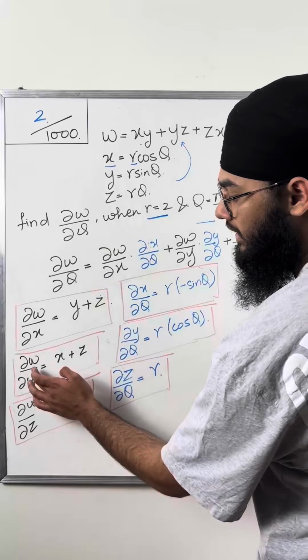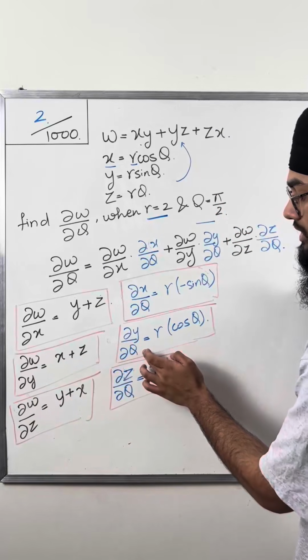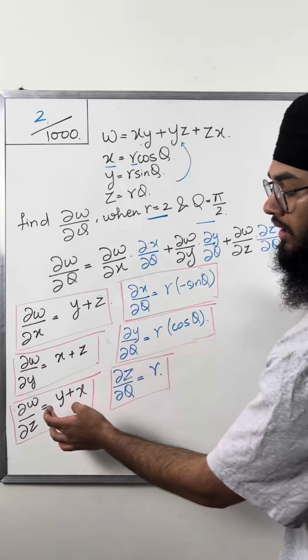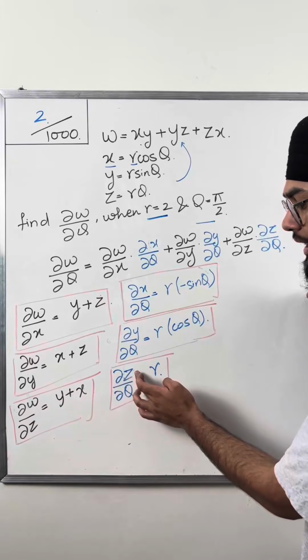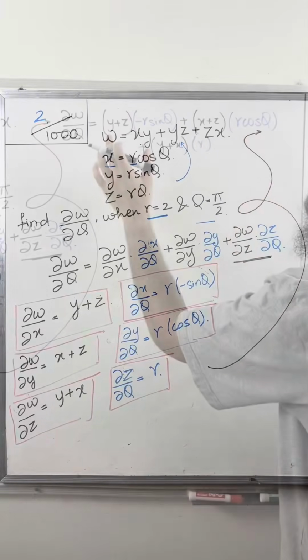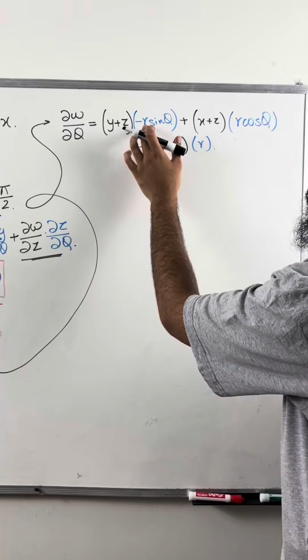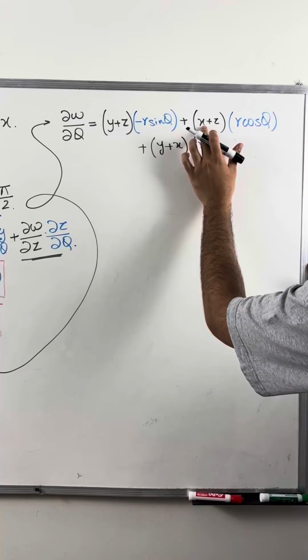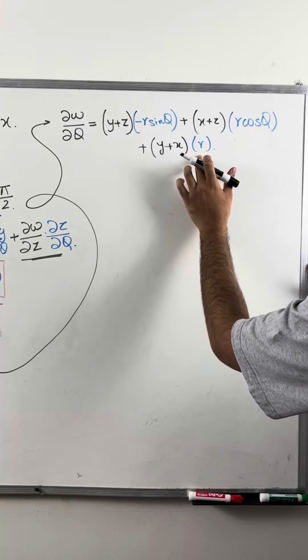And similarly, we can find the partial of w with respect to y, which is x plus z, partial of y with respect to theta, which is r cos theta, partial of w with respect to z, which is y plus x, and partial of z with respect to theta, which is r. And we get the partial of w with respect to theta is (y plus z) times negative r sine theta, plus (x plus z) times r cos theta, plus (y plus x) times r.